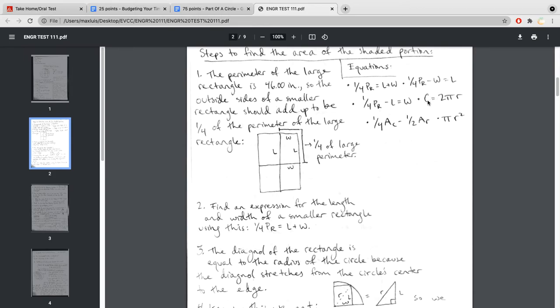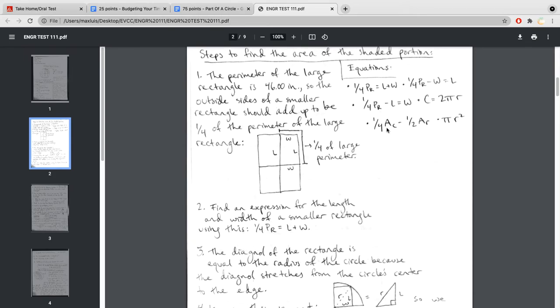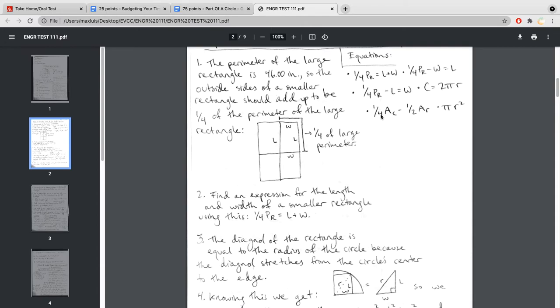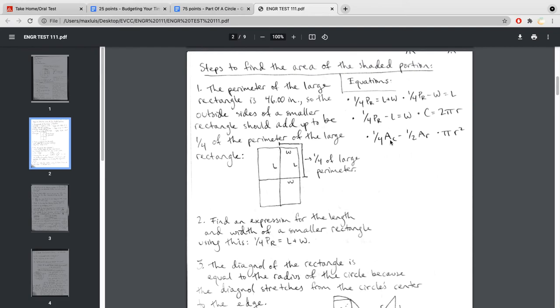The circumference of a circle is equal to 2 pi r. And then to find the area of the shaded portion, we'll be using 1/4 of the area of the circle minus 1/2 of the area of the small rectangle, times, or no, not times, sorry, that's another bullet point.